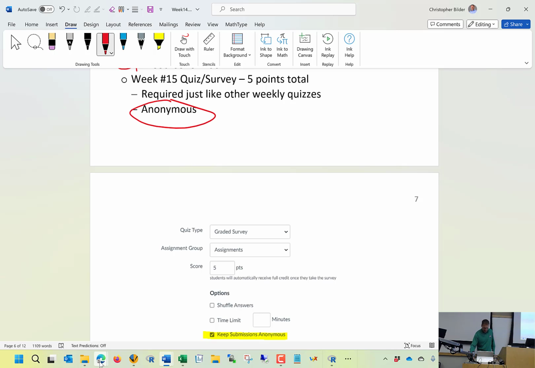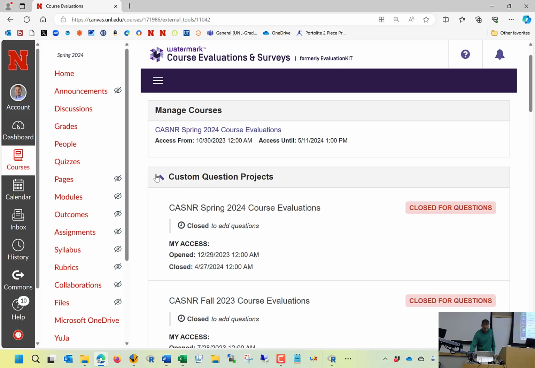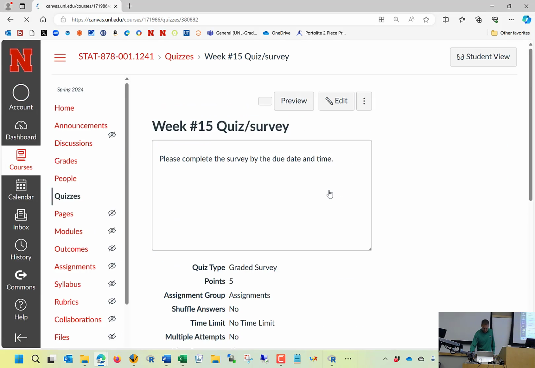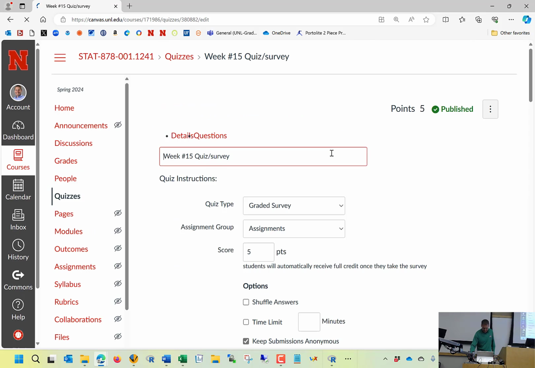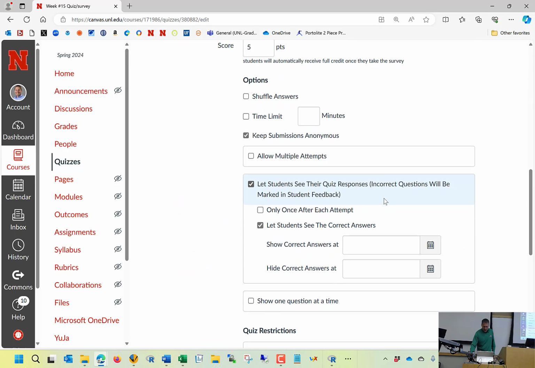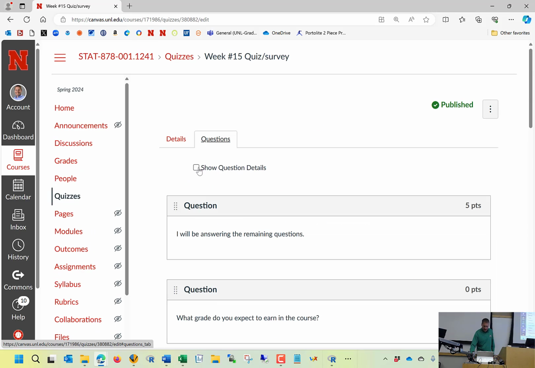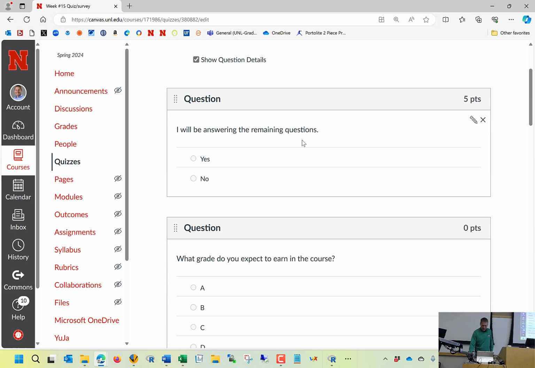So if we actually take a look at the quiz, I make sure that all submissions are kept anonymous. If we look at the questions on it, the first question is the most important. I will be answering the remaining questions. So even though it's anonymous, if you don't feel comfortable answering the questions, then fine.